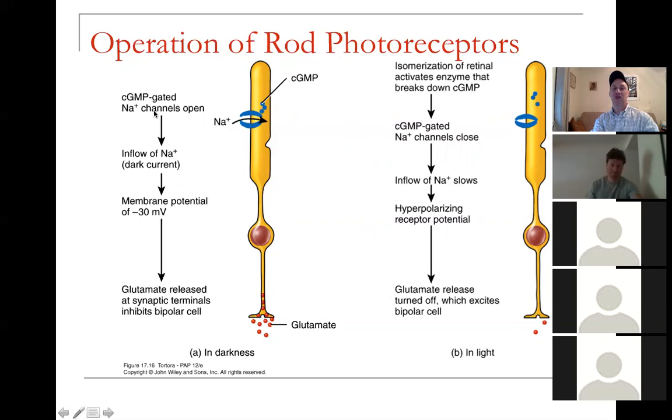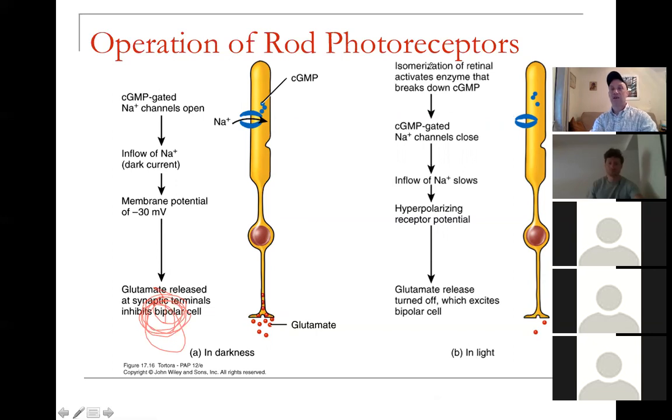Cyclic GMP gated channel will open. Membrane potential now travels to minus 30 millivolts. That minus 30 millivolts, notice we have no minus 55 here or anything like that. Go to minus 30 millivolts. We're gonna release glutamate. And glutamate is going to, take a look at this. Earlier we thought of glutamate as an excitatory molecule. Now you think of glutamate as an inhibitory molecule on, in red, bipolar cells. Come on, Jonathan. Bipolar cells. Yay. Fantastic.